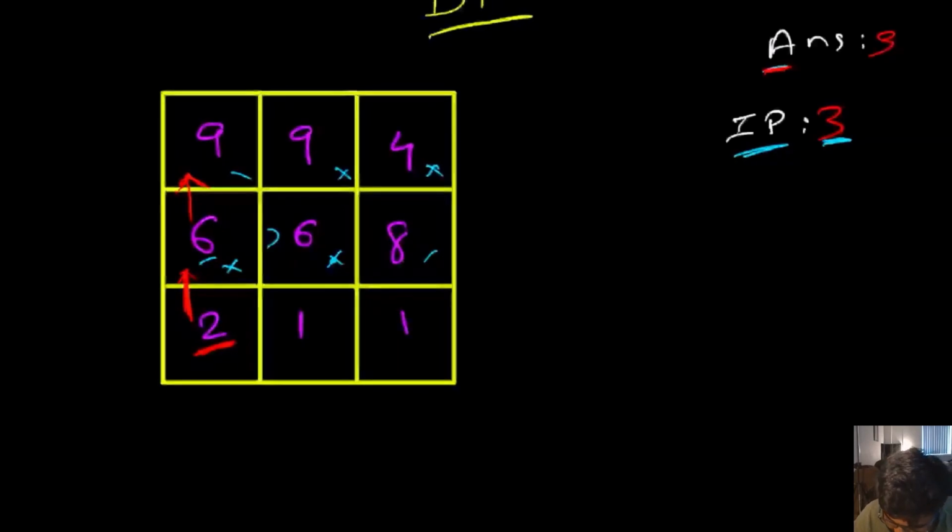Now we are at value number 1. So what are the options we have so far? Can we go to this? No. Can we go to this 6? Yes. So currently we go to this 6. From this 6, what are the options we have? We can either go to 9 or we can go to 8.